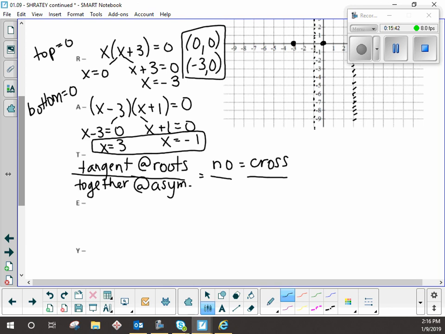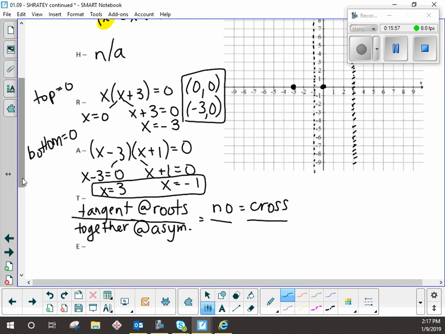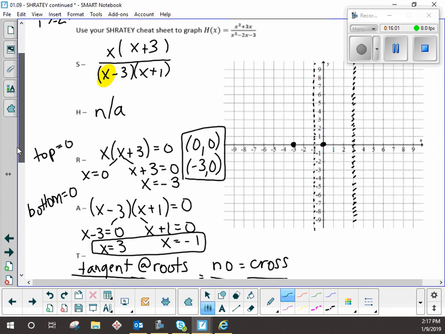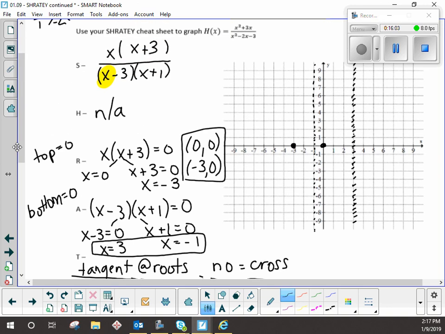So this t-step, I'm looking for if anything is squared. If it's squared, it bounces at the root. If it's not squared, it crosses. Okay. Now let's talk about the denominator information, the asymptotes. Same thing. I'm looking for whether or not the factors are squared. So if I go back to my original problem, I have two factors, x minus 3 and x plus 1. Are either of those squared?